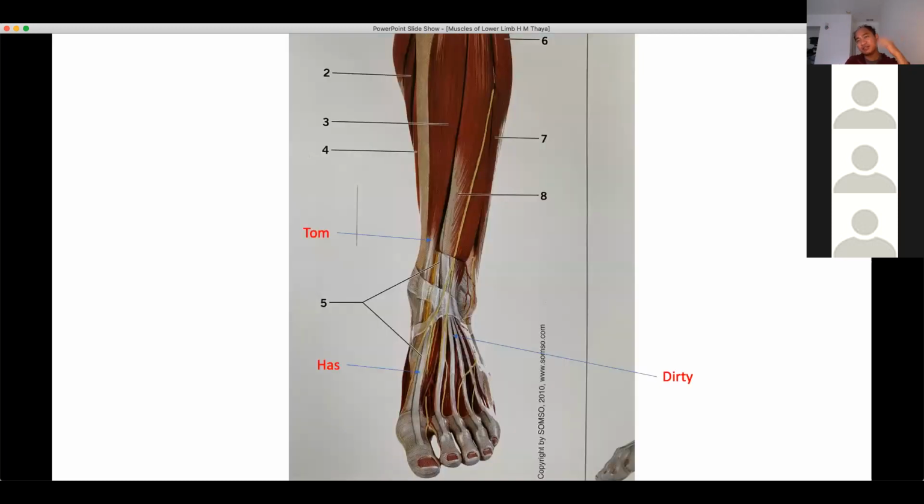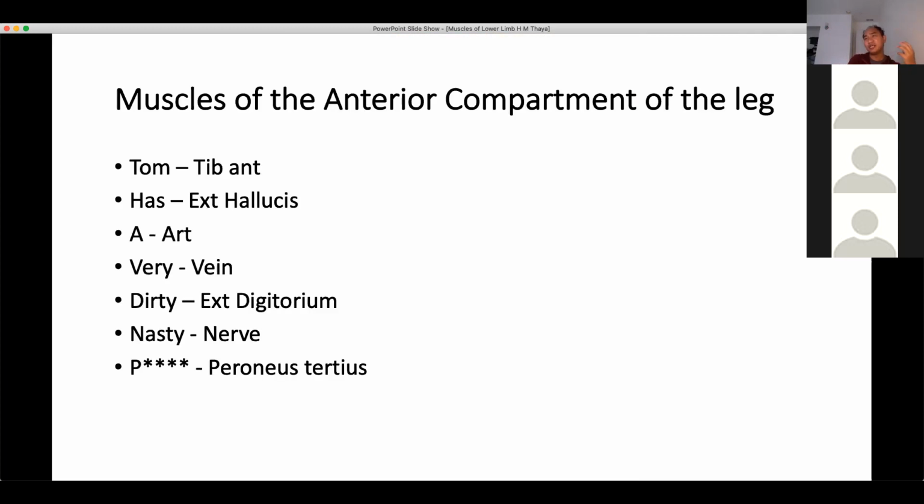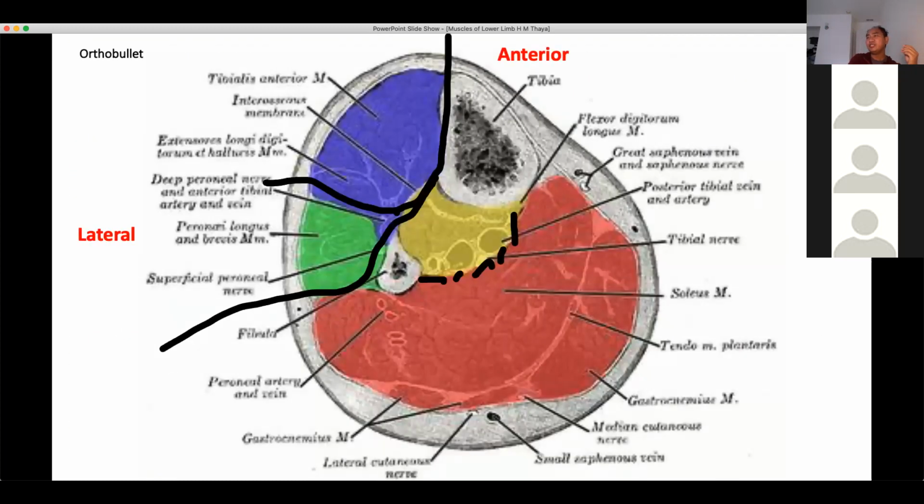And the muscles of the anterior compartment, we will try to remember as the tendons in front of the ankle. And this is the mnemonic. Tom has a very dirty, nasty P. And don't forget, we divide the leg into 3 compartments, which are anterior compartment, lateral or peroneal compartment, and the posterior compartment. Posterior compartment has got superficial groove and deep groove.